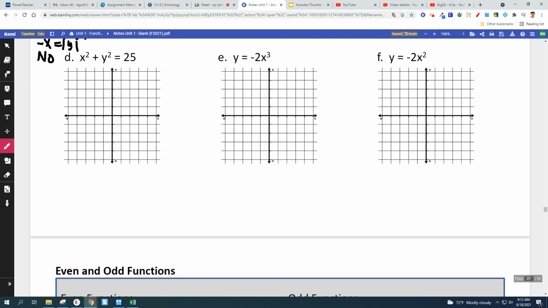Part D. You may not recognize this shape, but it's a, anybody know? That's a circle. Okay, that's a circle. Specifically, that's a circle of radius 5.